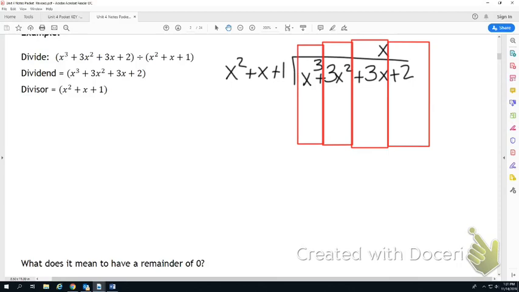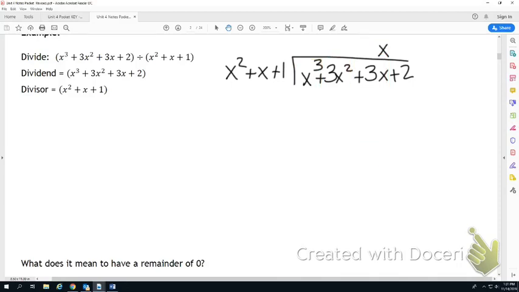So I divided. What was step 2? Divide and then what? Multiply. I'm going to multiply the x by my divisor. Think about distribution. How many terms are there in my divisor? 3. So I'm going to multiply the x by all 3 terms. X times x squared is what? X cubed. I'm going to keep that. Again, I'm going to keep all of my cubes together. X times x is what? X times 1 is what?